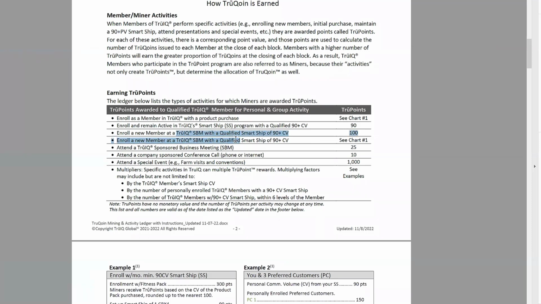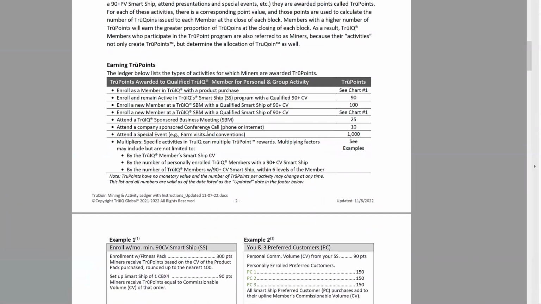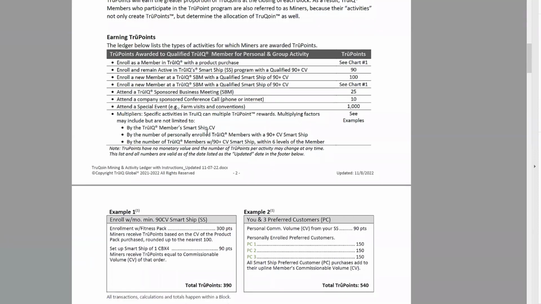Now, we have plans to where if you enroll somebody at a meeting, that's what SSB is. It's a sponsored business meeting, which is an official meeting that is put on by TruIQ. There's points for enrolling people at those meetings. Attending meetings, you get points for that.